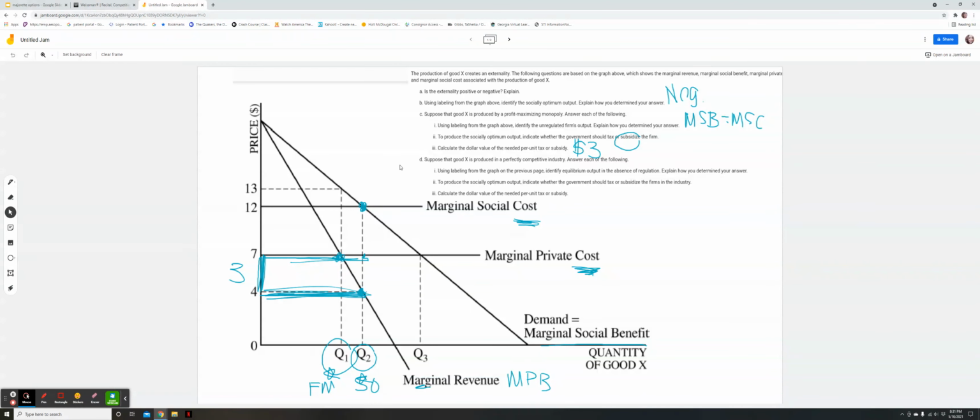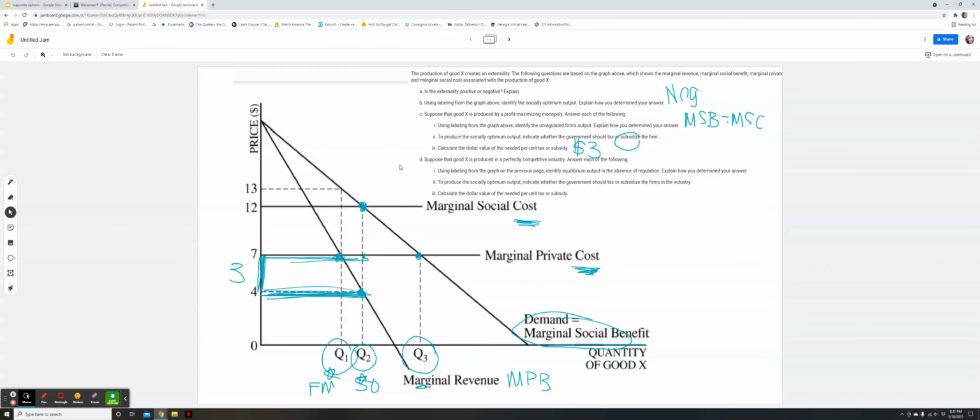So now suppose that good X is produced in a perfectly competitive industry. Now we're going to answer. So a perfectly competitive industry. So now we are assuming that the marginal revenue is in this curve. So this is a Mr. Darp kind of situation. So MR equals MC right here. So in a perfectly competitive situation, that would be our point. And so that means that the quantity is Q3.